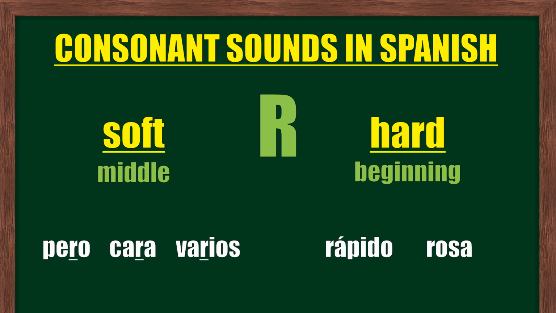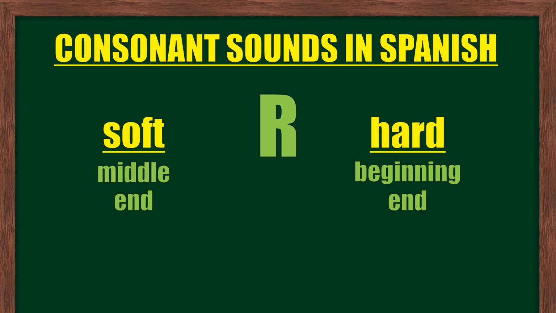If the R is at the end of the word, then it can be soft or hard. It's usually soft if another word comes after it, but if it's the last word in the sentence or the phrase, then it's usually hard.